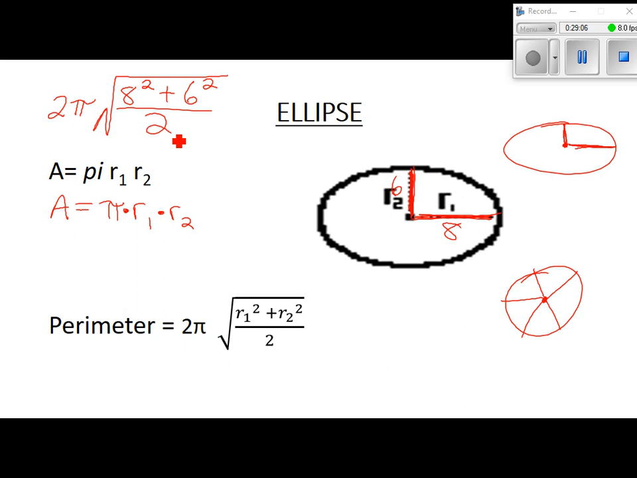So try it on your calculator right now, because if you're not trying it on your calculator, then you're not going to know if you're getting the right answer, the wrong answer, or if you're punching it in right or not. Yeah, you're going to get a decimal answer, and that's fine. So, what did everybody get?